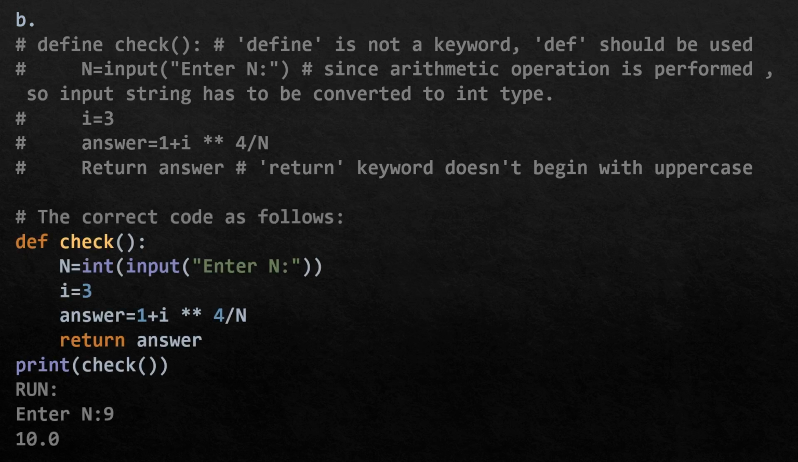Now the correct code can be like this: def check with a colon, n is equal to int input enter n, I is equal to 3, answer is equal to 1 into I to the power 4 by n, and return answer. Now within the print statement we have called the function check, and once you run the program with the entered value n as 9, then it will give the output as 10.